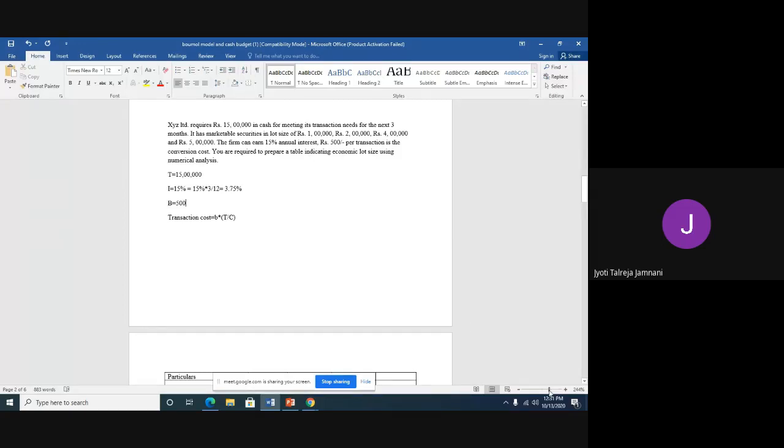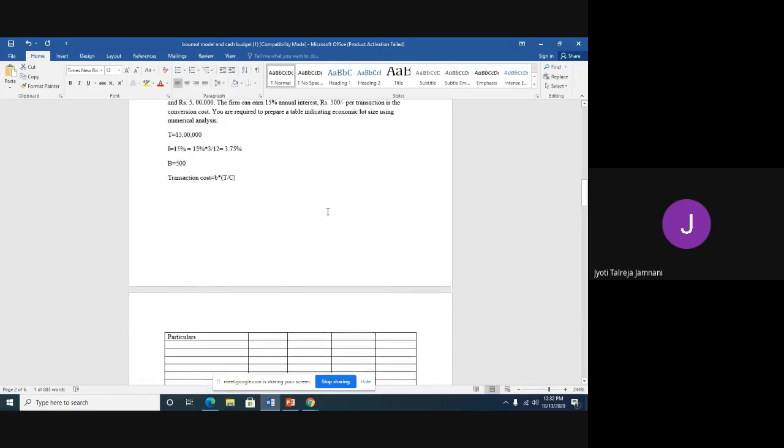So first we will write down what all is given. Here they have told T is 15 lakh, that is nothing but the total cash requirement. I, they've given it as 15%, but if you look at the question, we need it only for the next 3 months. So we cannot take interest for the whole year. I need to convert it to a 3 month period and then consider. So here I have solved it. 15% into 3 by 12 comes to 3.75%. Then the transaction cost or the conversion cost is 500. So B is 500.